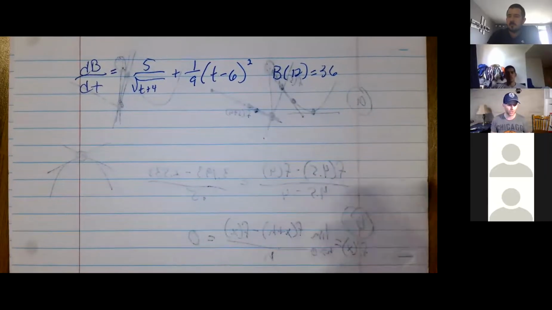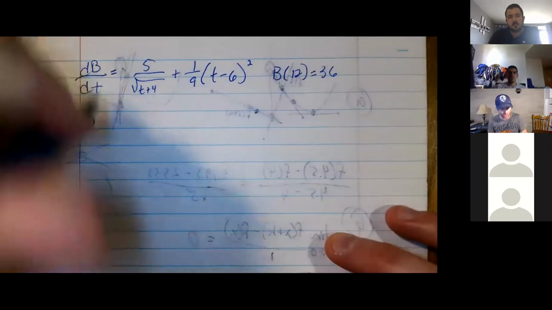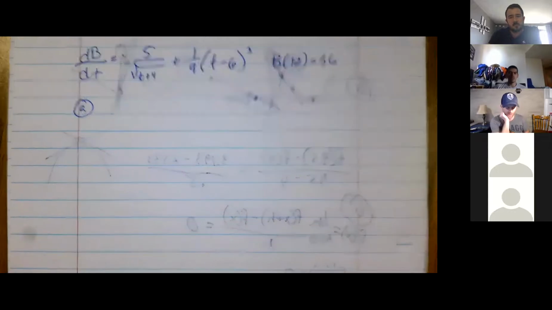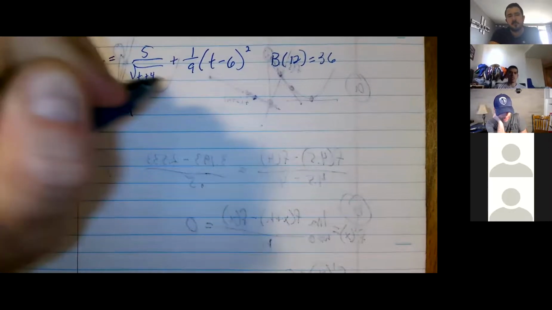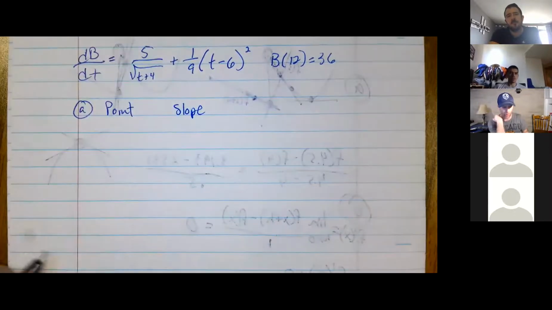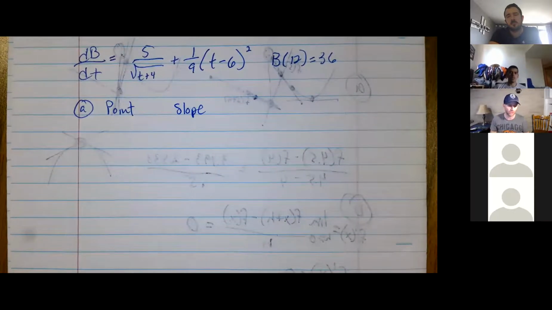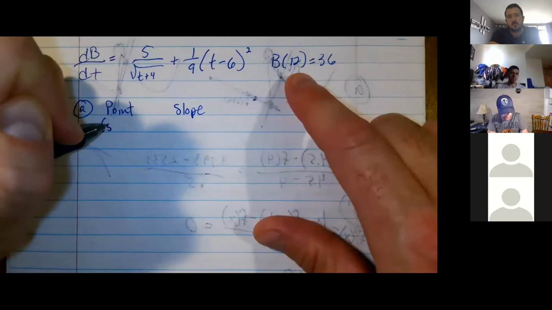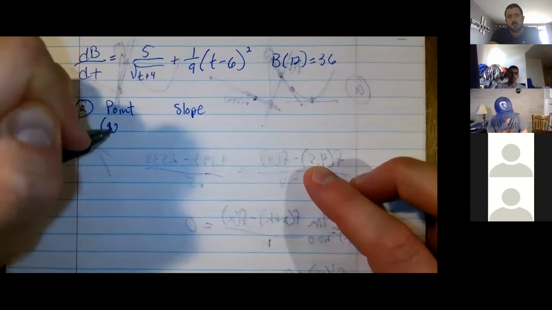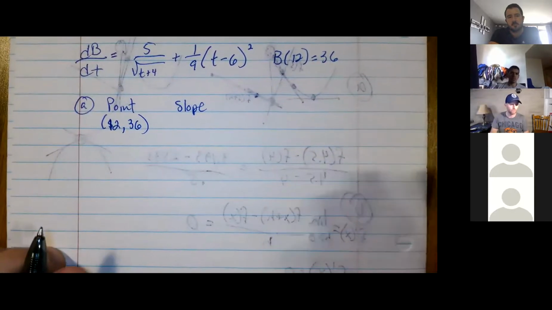All right, so part A: write an equation for the line tangent to the graph of B at t equals 12. A lot of people continue to get this question wrong. If I'm writing the equation of a line, what do I need? I need a point and a slope, right? The point we're given is that B of 12 is 36, so the point is (12, 36).